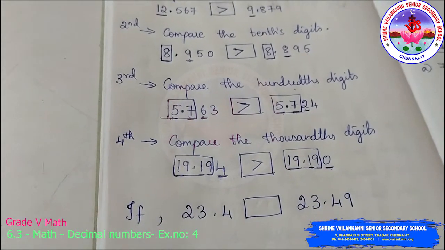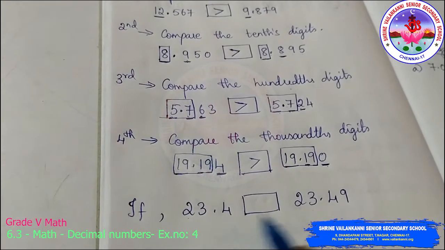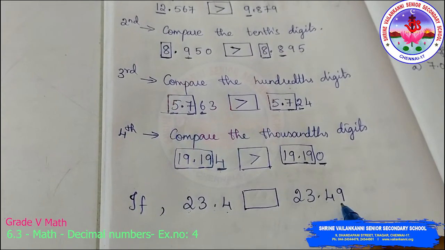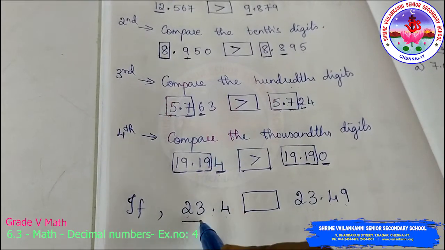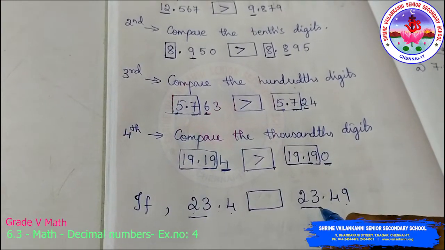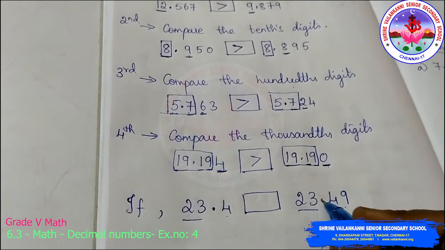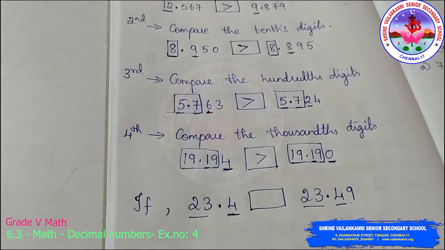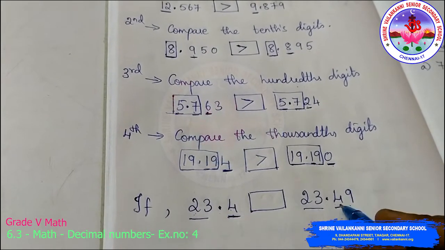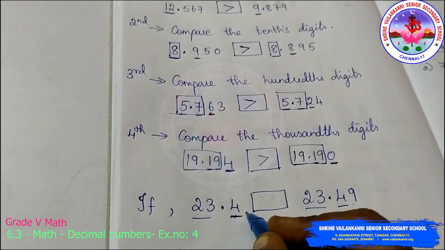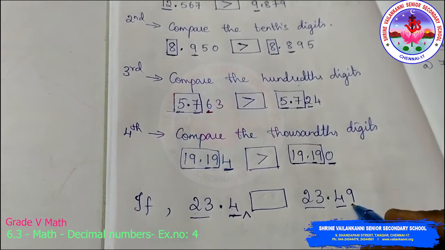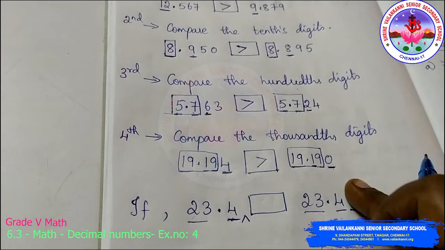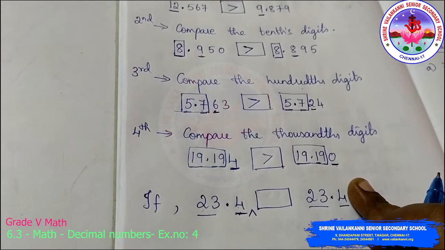So in case, here if you see, 23.4 and here 23.49. See, the whole number is similar. After the decimal, here the tenths place value is 4, here also 4. After that, in this decimal number we don't have a hundredths place value, but we have a hundredths place value here.